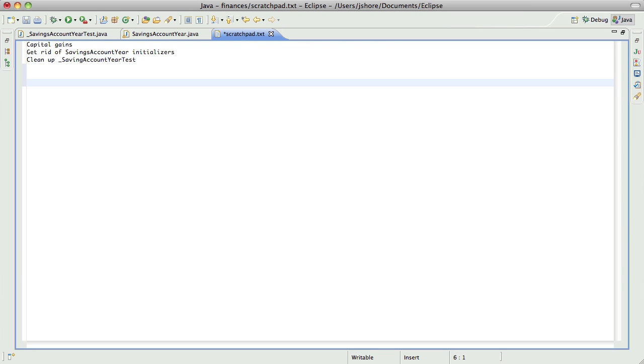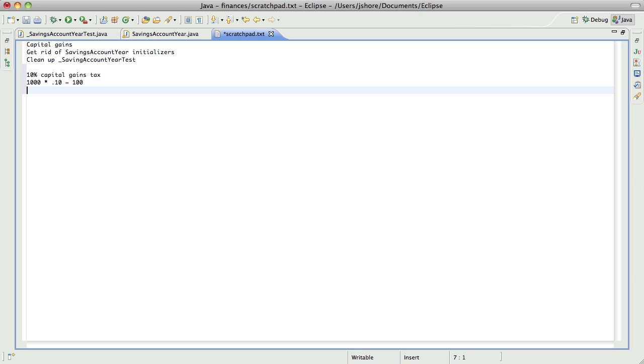If we have 1,000 in capital gains and we withdraw it, and we're paying 10% capital gains tax, then 1,000 times 0.10 is 100. But then we've now withdrawn $1,100. So we also need to pay capital gains on that 100. So that's 100 times 0.10 equals 10. And then we have to pay capital gains on that, and that's 1, and so forth.